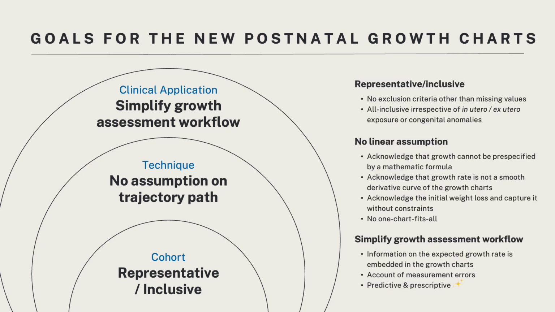To elaborate further, the only exclusion criteria would be when there is no data. In utero or ex-utero exposure or congenital anomalies would not be used to exclude infants. Additionally, we acknowledge that even if growth follows a simple mathematical formula, we do not want to pre-specify it, and we should not do it. And this includes not setting constraints for the initial weight loss phase.